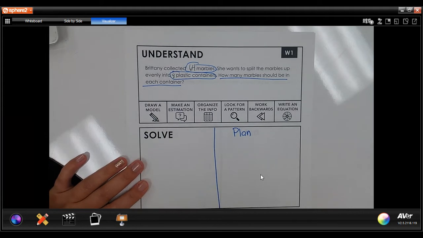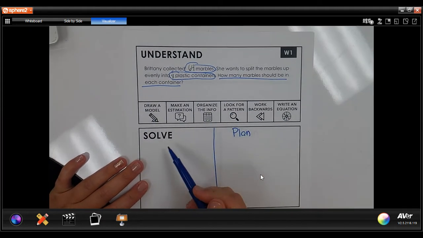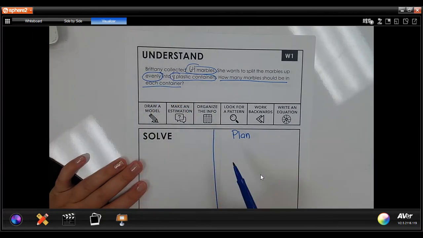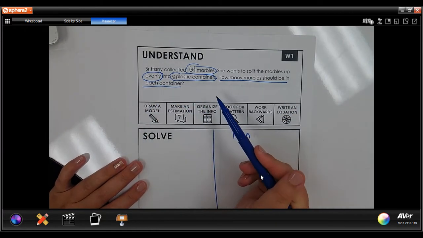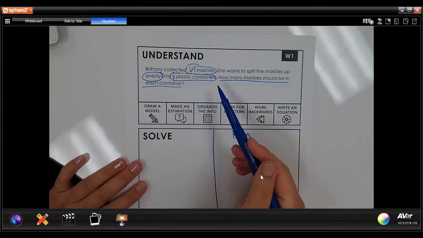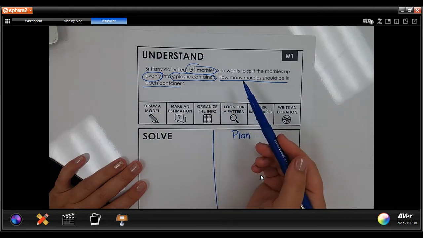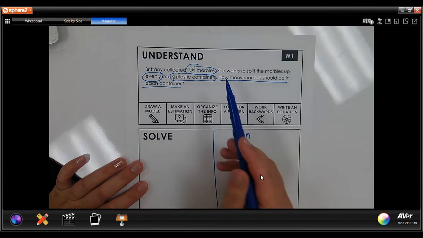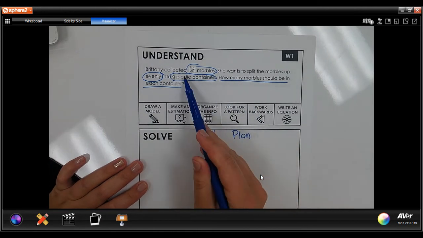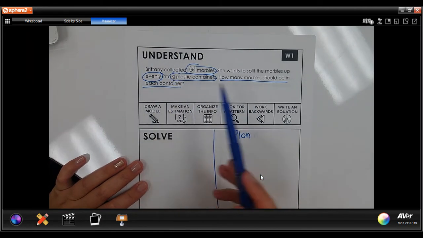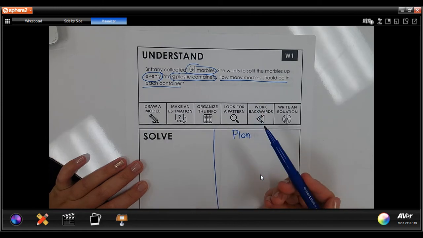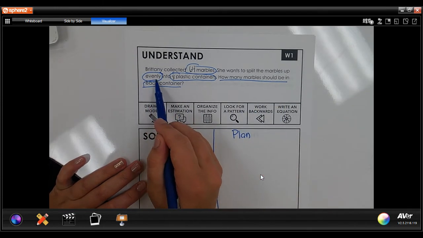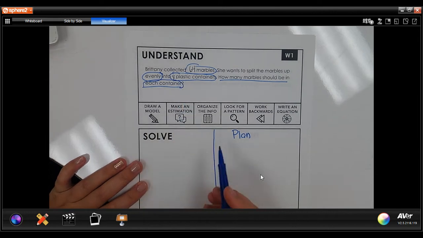So I'm going to annotate my text by circling some things I find important, underlining some things I find important that help me understand the word problem. This could look different for everyone, so whatever helps you understand and solve the word problem, you may do so. So I circled 64 marbles that are going to go into 8 plastic containers evenly. And I underlined what I want to find out: how many marbles should be in each container? So I'm going to circle each container because that also helps me.